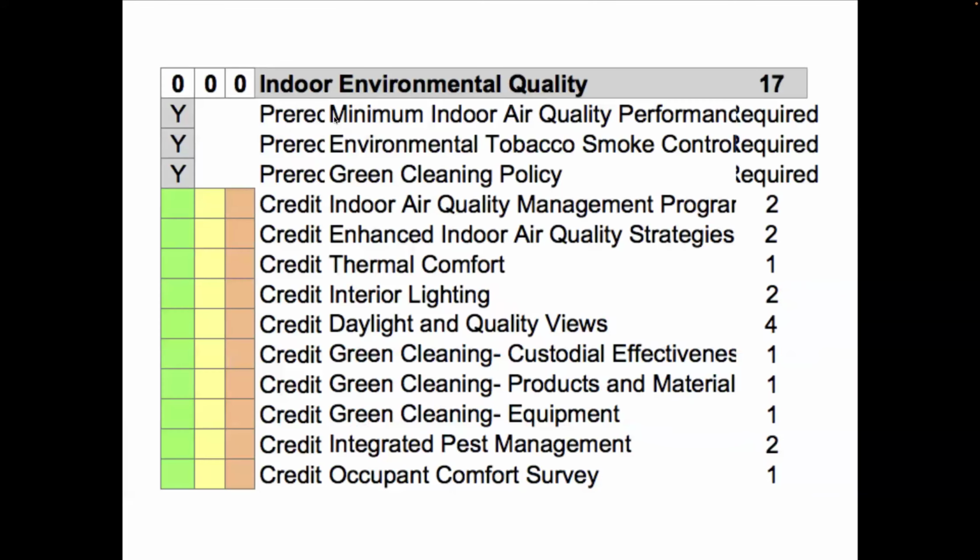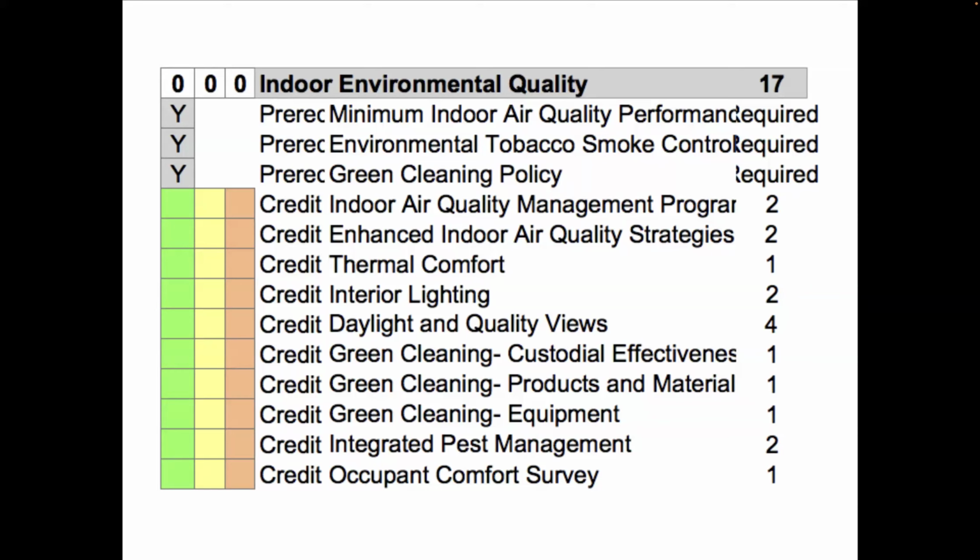So there are 3 prerequisites, and this one by far, the first one, IEQ P1, prerequisite 1, is minimum indoor air quality performance. Usually you have a mechanical contractor go in and measure how much outdoor airflow is going to each space. A lot of times, HVAC equipment doesn't necessarily bring in outdoor air, even though it's built to do that.